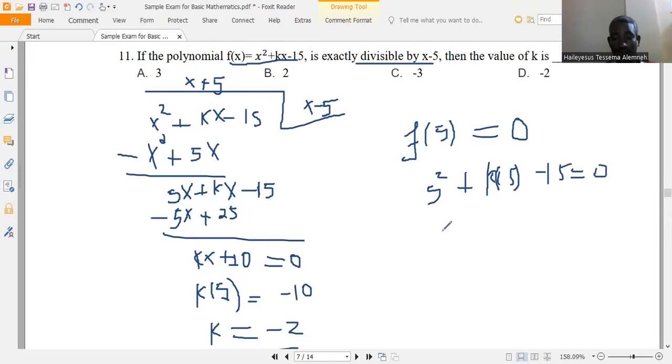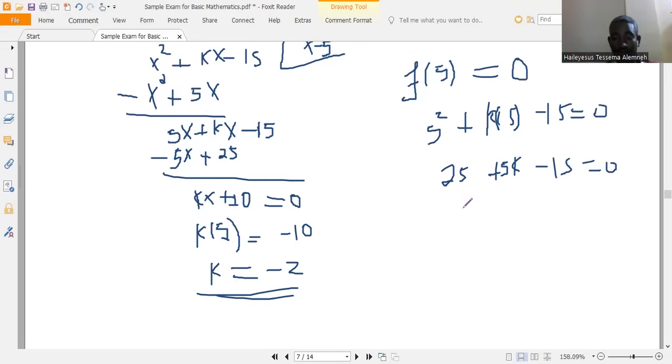So which is 25 plus k times 5, which is 5k, minus 15 is equal to 0. 25 minus 15 is 10, plus 5k, which is equal to 0. So 5k is equal to what? 5k is equal to minus 10.